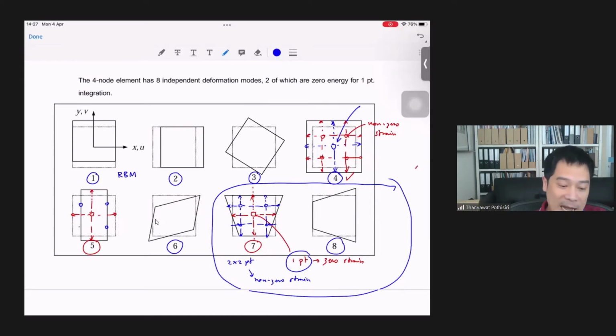Okay, so that's why in most cases, because you can have additional 0 energy modes from using 1-point rule, we would tend to avoid using a 1-point rule. Okay, so we just stick with the 2 by 2 point for 4 node elements, even though the reduced order of integration is 1 point. All right.